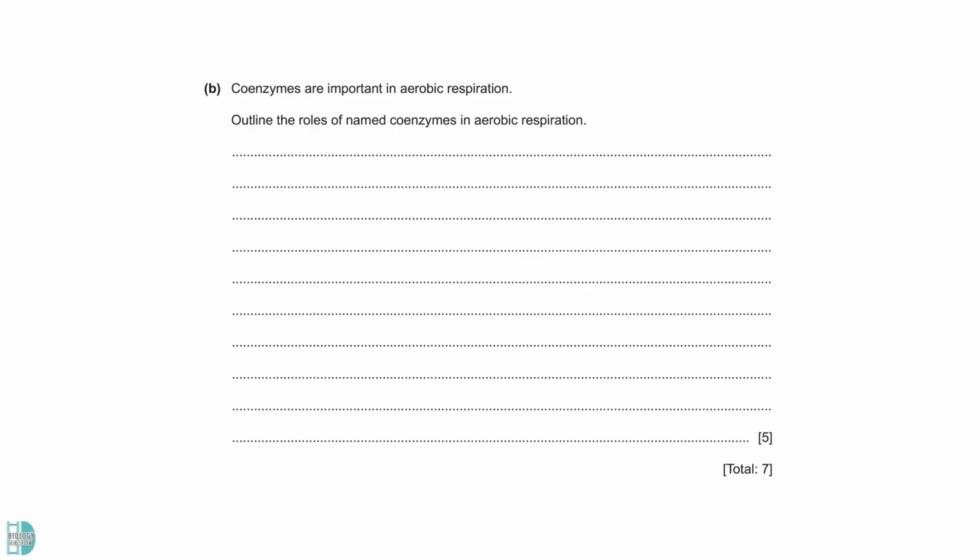B is about coenzymes. You are asked to outline the roles of named coenzymes in aerobic respiration. The coenzymes are NAD, FAD, and coenzyme A. There are 5 marks for this question, so you should talk about all 3 of them.